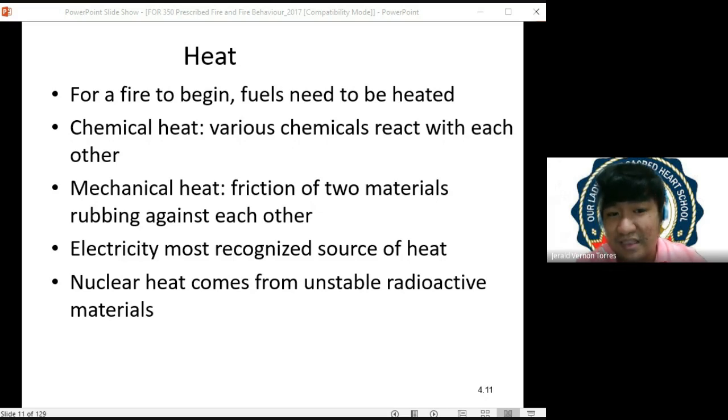So, we have many possible sources of heat. It can be mechanical, produced by friction of two materials. It can be electrical, or nuclear, but usually urban fires are not caused by nuclear; most often they are electrical or mechanical fires. Also chemical. Chemical, mechanical, and electrical heat are the common causes of fire and the common heat sources.